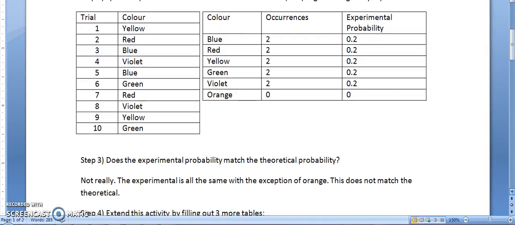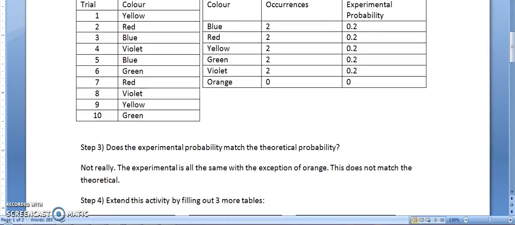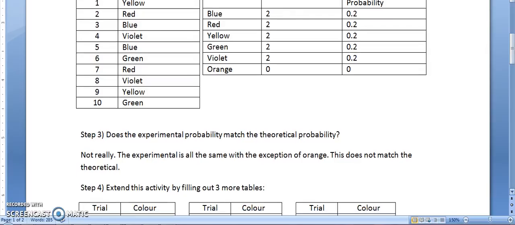Now, our next step was comparing this experimental probability to our original theoretical probabilities. So remember that blue and green were 25%, and the rest of them occurred with 12.5% probability. And those results don't really match what we got in our experimental trials. In the experimental, they're all the same, with the exception of the color orange, which didn't occur at all. This doesn't really match what we saw with the theoretical. 12.5 and 25 don't appear here at all. All of them are 20%, which is in between the two, but that's really all we got. It really just doesn't match.